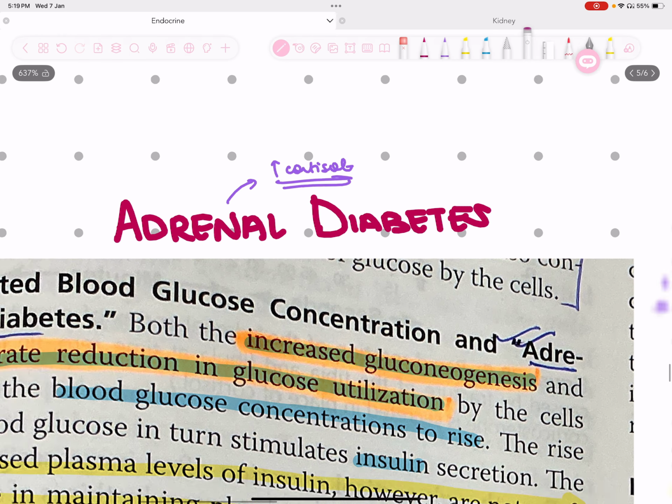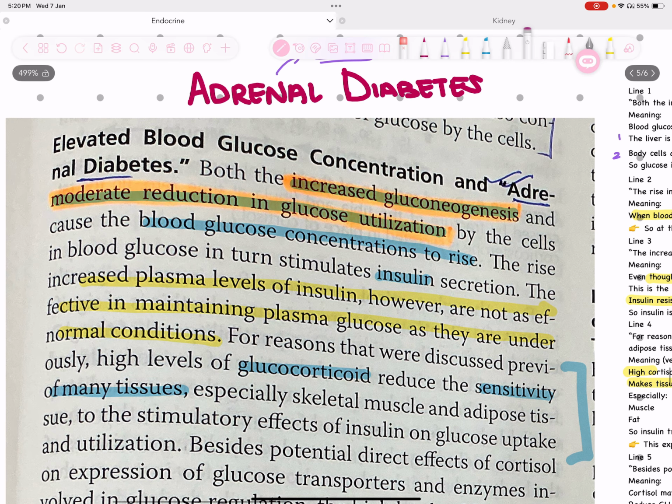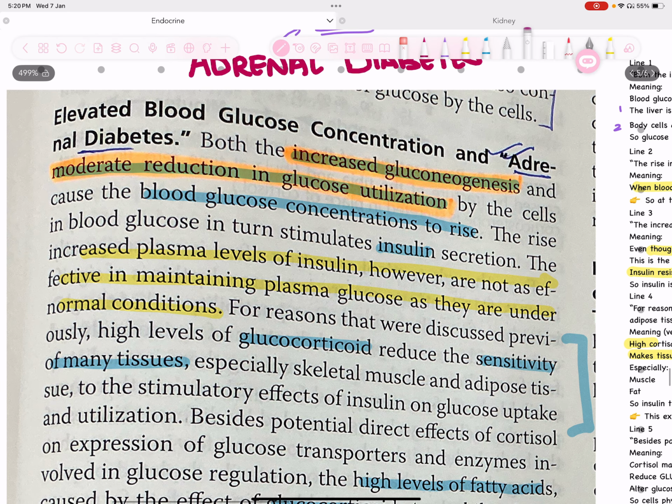Now, what happens is that increased gluconeogenesis occurs during increased levels of cortisol. When cortisol levels are high, there'll be increased gluconeogenesis. What does gluconeogenesis mean? It means that the body is making glucose from non-carbohydrate substances such as proteins, fatty acids, and other substances. And there's moderate reduction in glucose utilization.